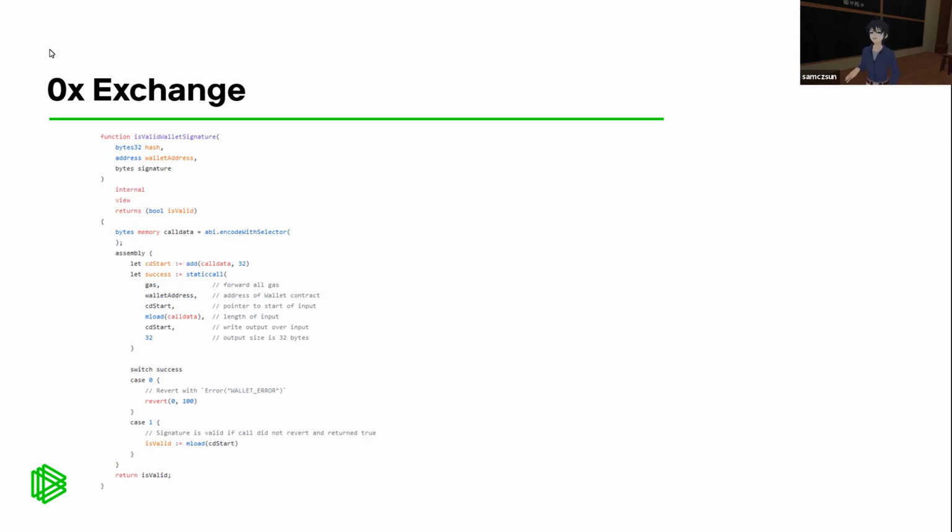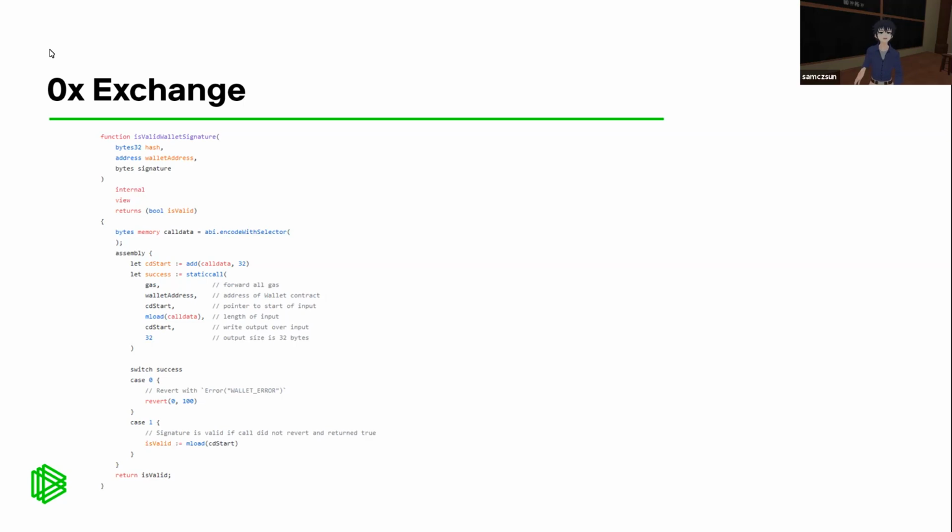That means that if you perform a call to any EOA, which has no code, that call is guaranteed to succeed. The second mistake that was made here is that you can see that the static call opcode is told to write the output to CD start. It's supposed to overwrite the output with 32 bytes of whatever is returned. This was done for optimization purposes because memory allocation on Ethereum, again, costs gas.